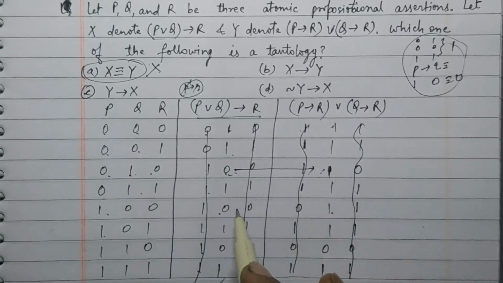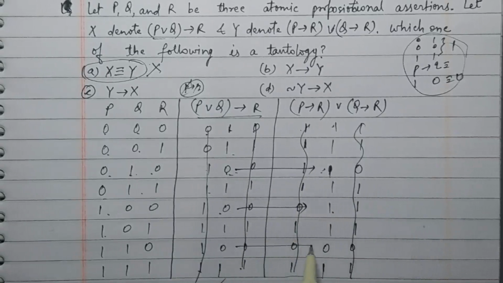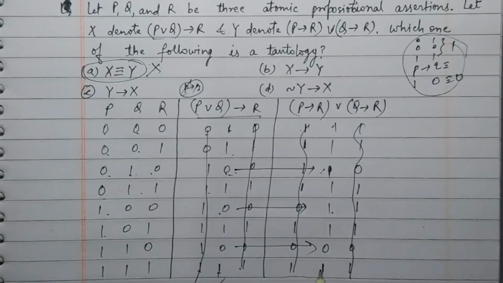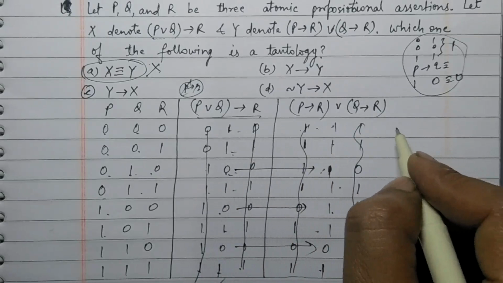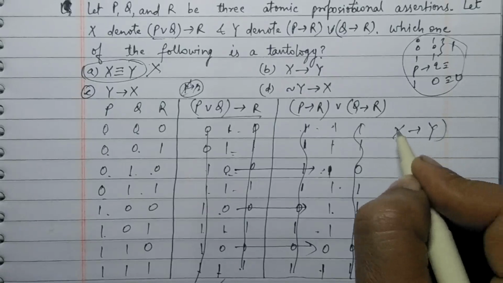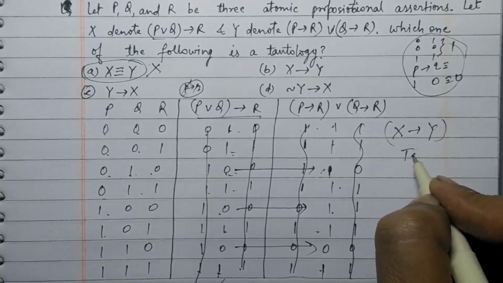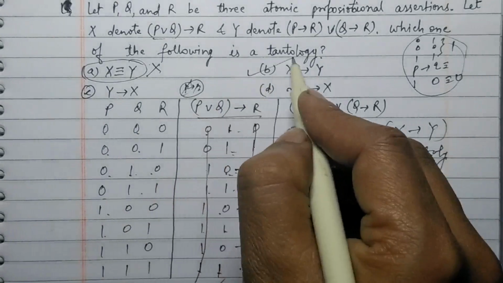It is 1. 0 implies 1 is 1. 0 implies 0 is 1. And everywhere it is 1. So according to the truth table of P implies Q, x implies y is a tautology. So B is the correct answer.